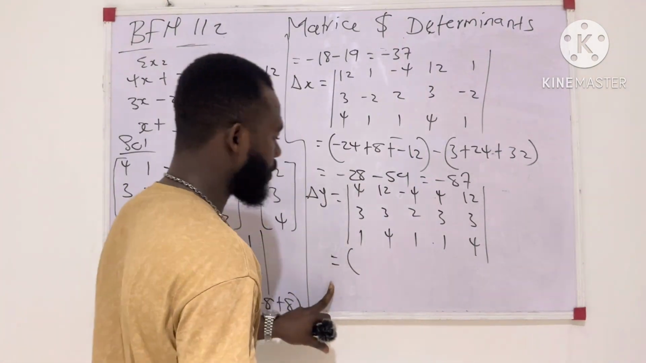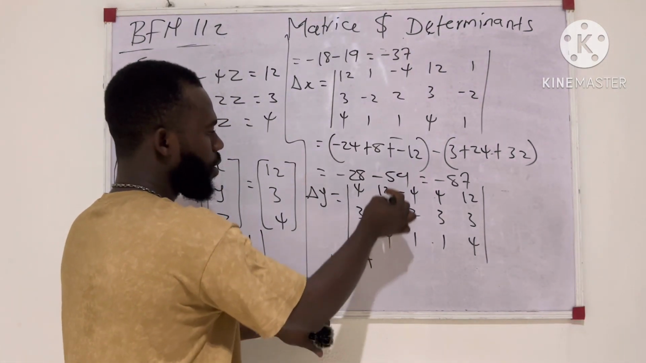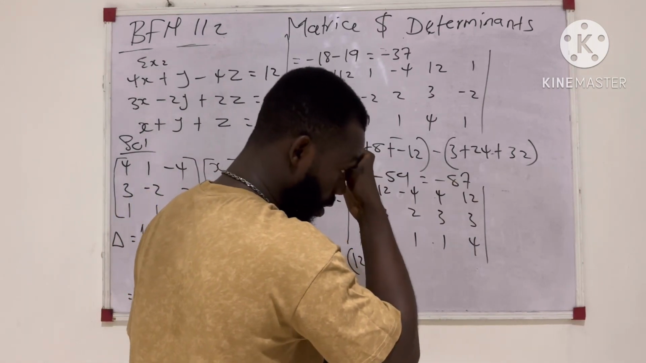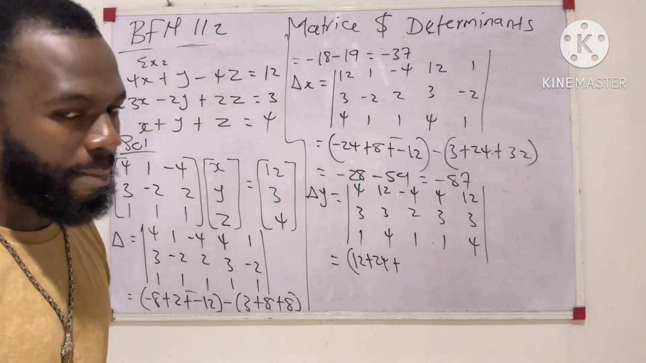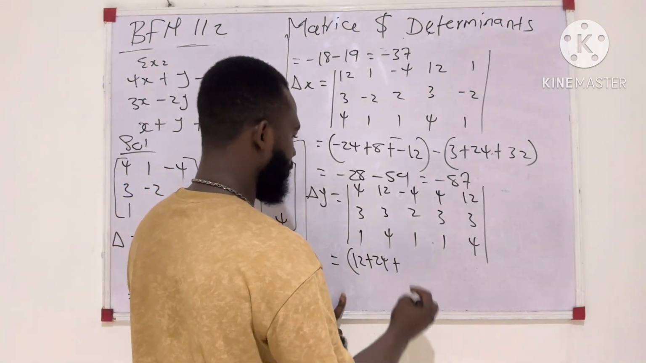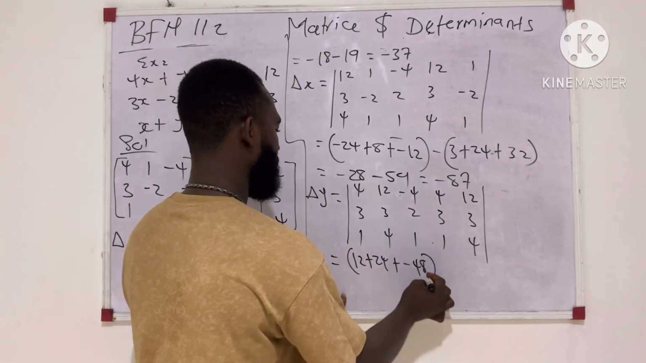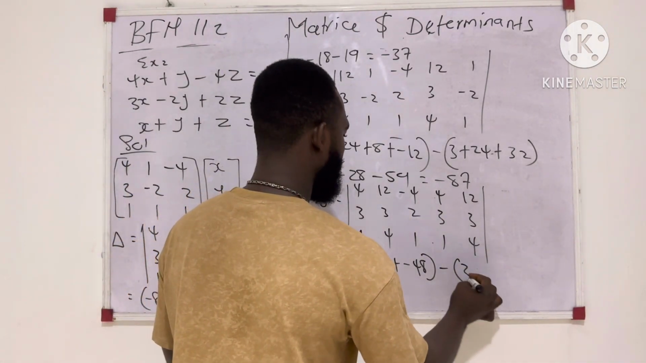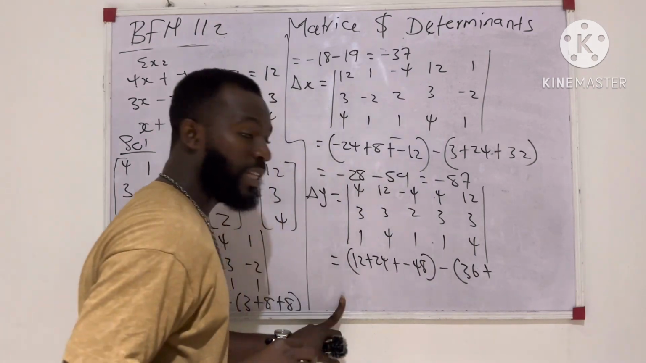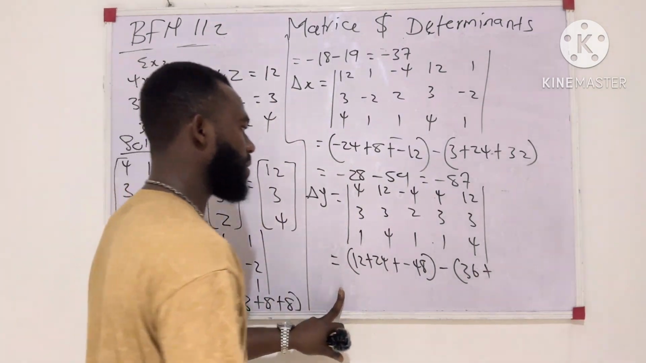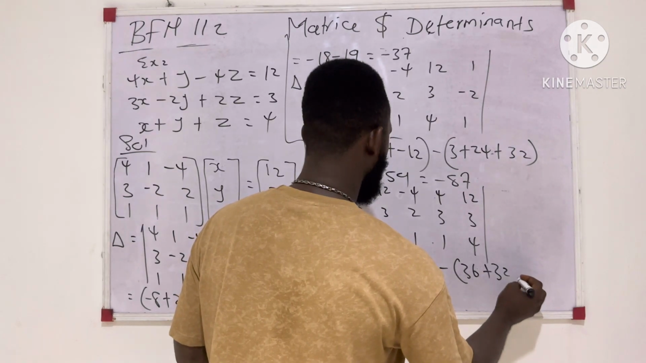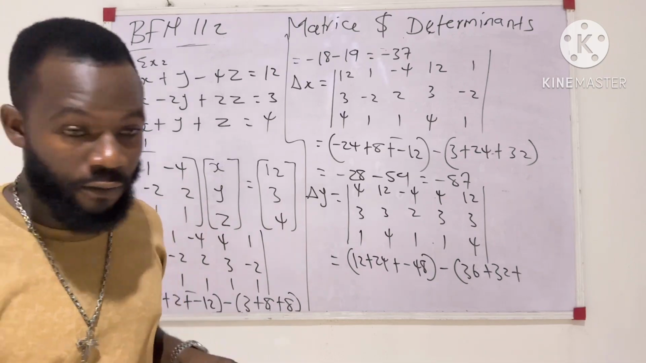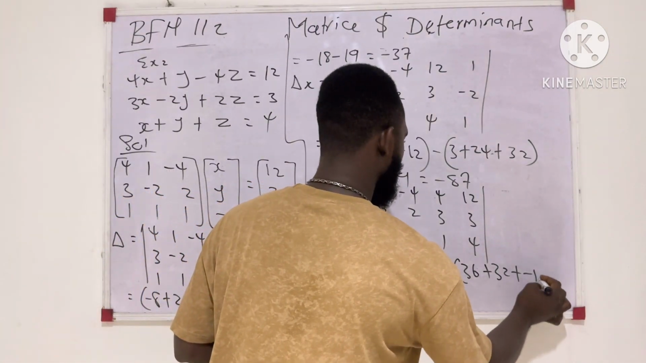4 times 3 times 1 gives us 12. 12 times 2 times 1 gives us 24. Minus 4 times 3 gives us minus 12. And minus 12 times 4 gives us minus 48. Minus 12 times 3 times 1 gives us 36. Plus 4 times 2 gives us 8. And 8 times 4 gives us 32. Plus minus 4 times 3 gives us minus 12. And minus 12 times 1 gives us minus 12.